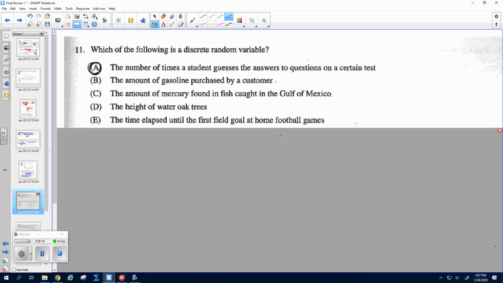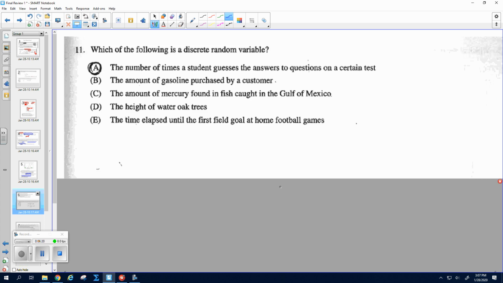So discrete just means there's spaces in between. You can't use decimals or continuing decimals. So A is the only one that's discrete because you're only going to guess 1 time or 2 times or 3 times or 4 times on a test. You're not going to guess 1.5 times or 2.5 times, but all the other ones can have the in-between, and so they are continuous.